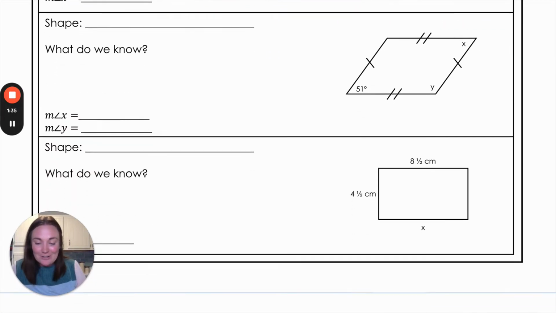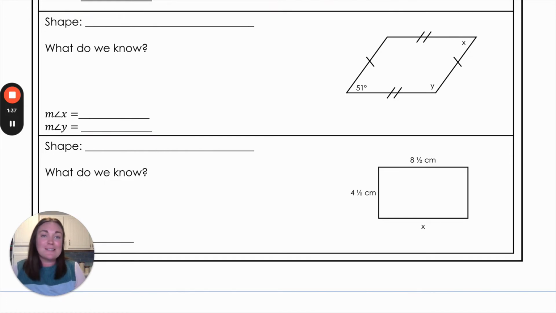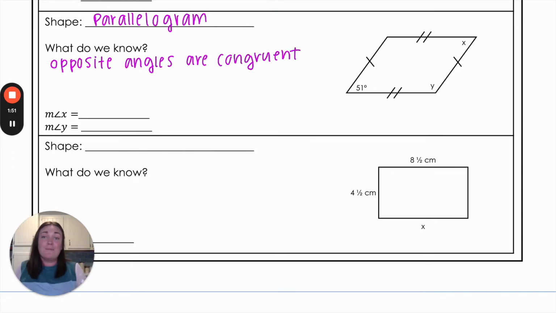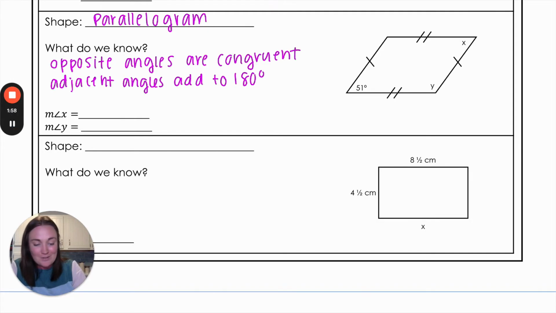Let's try another shape. Looking at this one, we know those opposite sides are parallel, and the opposite sides are congruent, so this is a parallelogram. Parallelograms have a lot of properties, but today we're specifically looking at these 2 angles that we're looking for. So in parallelograms, we know that the opposite angles are congruent. Another property of parallelogram angles is that adjacent angles are always going to add up to 180 degrees. So let's see how those 2 properties help us find those missing angles.